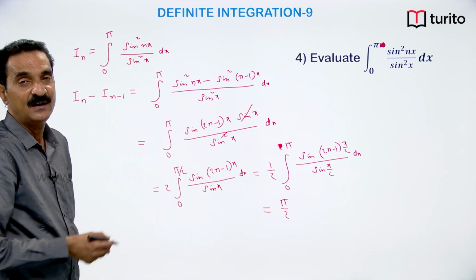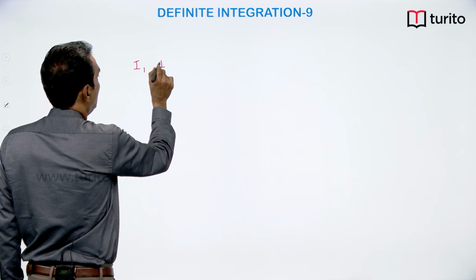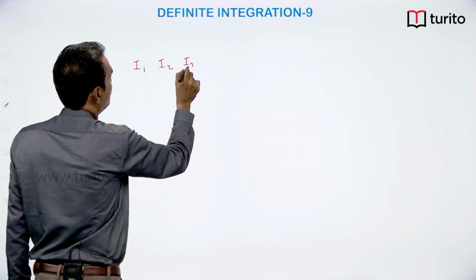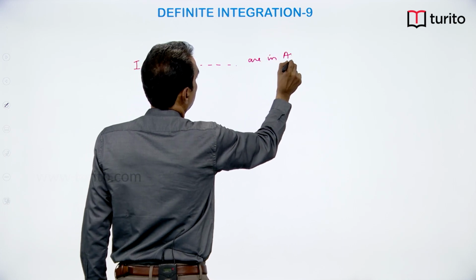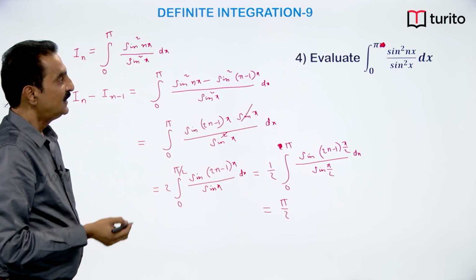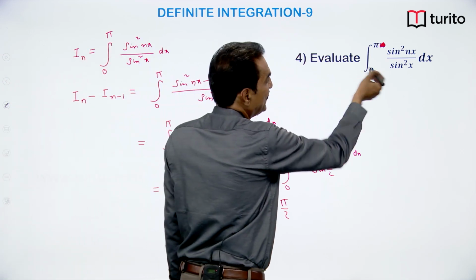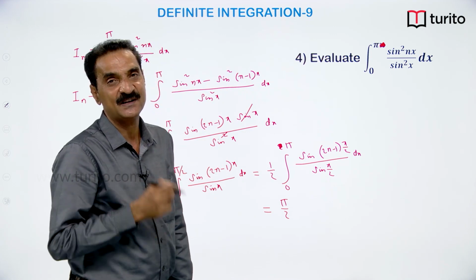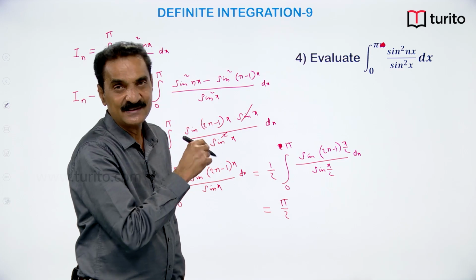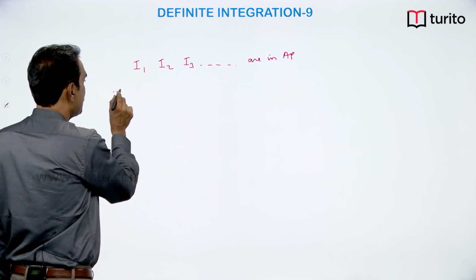That means again all I's are in AP. I1, I2, I3 and so on are in AP. So, let us calculate I1. If you put n is equal to 1, what is I1? Integral sine square x by sine square x is integral 1 dx. Substitute integral 1 is x, substituting the limits you will get pi. So, I1 is pi.